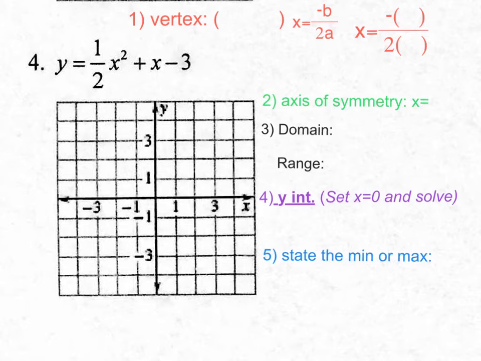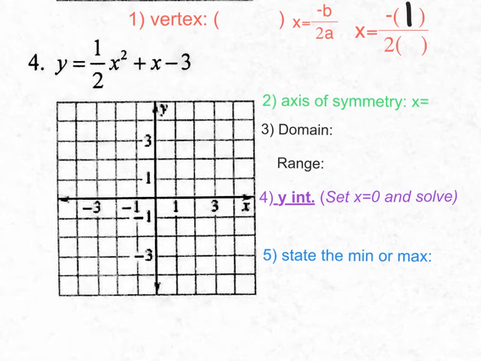Let's start with number 1, finding the vertex. Now this one's probably the most challenging one because we do end up with fractions or decimals. It depends if you're using a calculator or not. So let's find the vertex by doing negative b over 2a. The b value is what? 1. Okay, so we're going to put a 1 right there into the b spot.